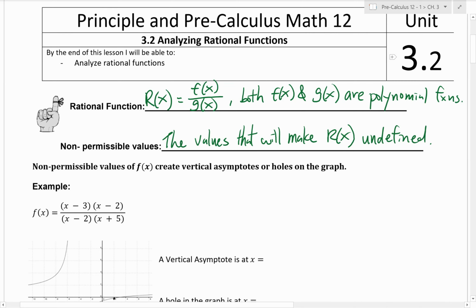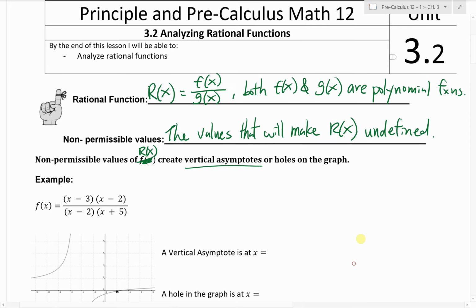You can see here it says non-permissible values of f of x. I should say this is r of x, I guess. The function, okay, it doesn't matter. They create vertical asymptotes or holes on the graph. We've seen vertical asymptotes, right? Vertical asymptotes are like an imaginary vertical line that the graph will not cross. Holes we haven't seen, so we will see them in the next example right here.